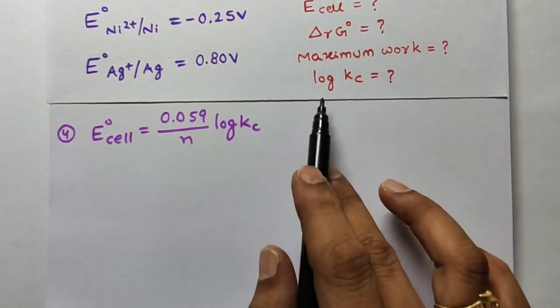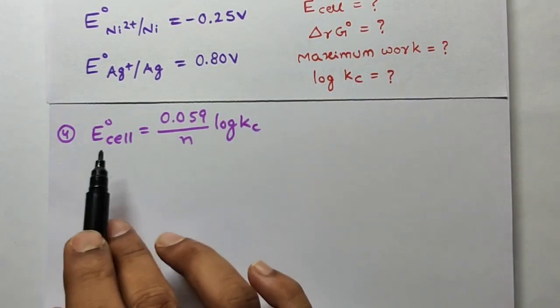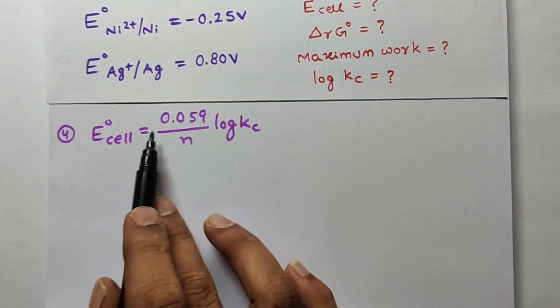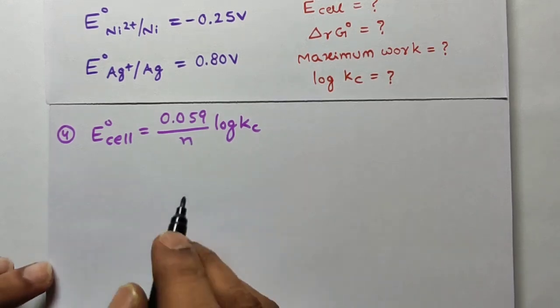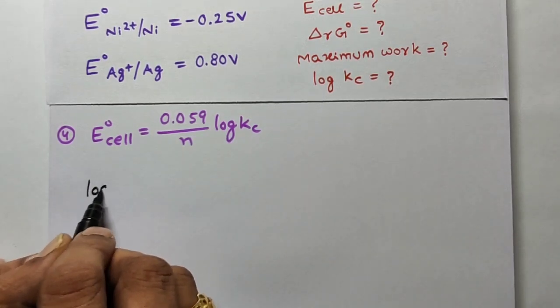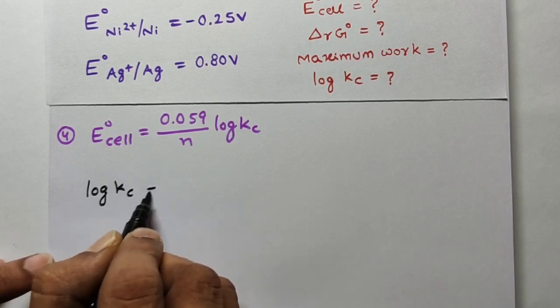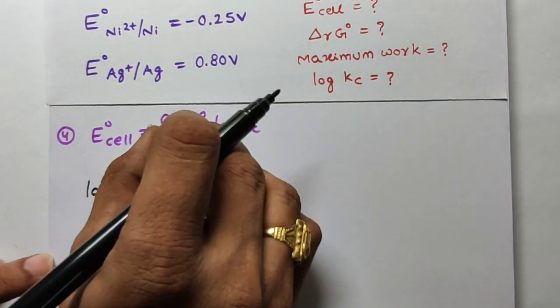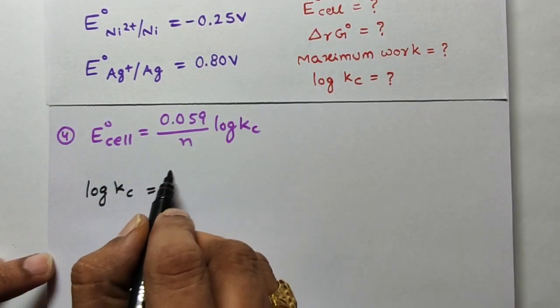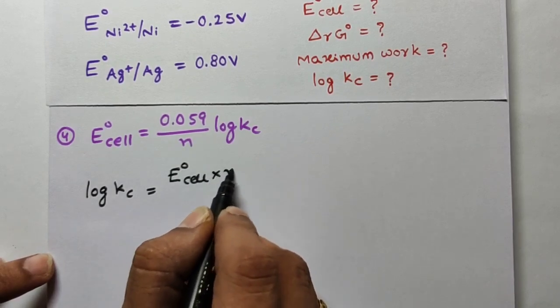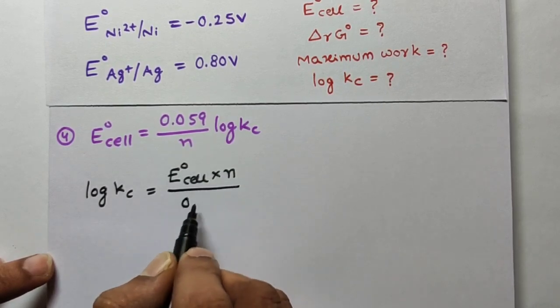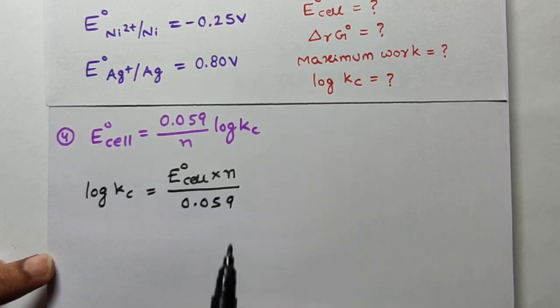Next we have to find out log Kc. This is the formula: E naught cell equal to 0.059 by n log Kc. We want log Kc, right? So log Kc is equal to, right, this part you can send to the left hand side. So we will get E naught cell into n divided by 0.059.